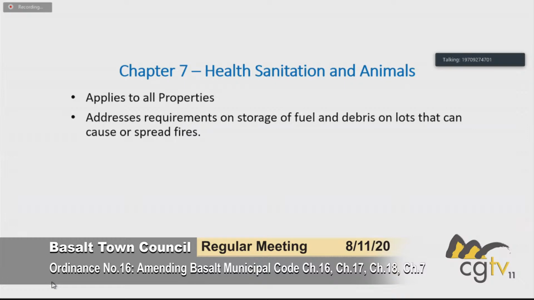It addresses requirements on the storage of fuel and debris on lots that can cause or spread fires. And this is one area where we did make some changes to what you saw at the last meeting. For example, under number 1 of those regulations, we said roofs and gutters must be kept reasonably clear of debris, and we added the word reasonably.